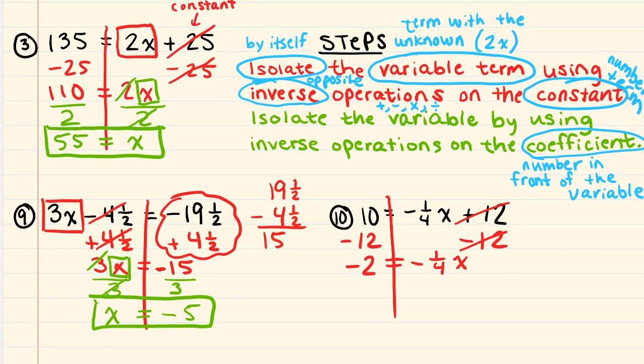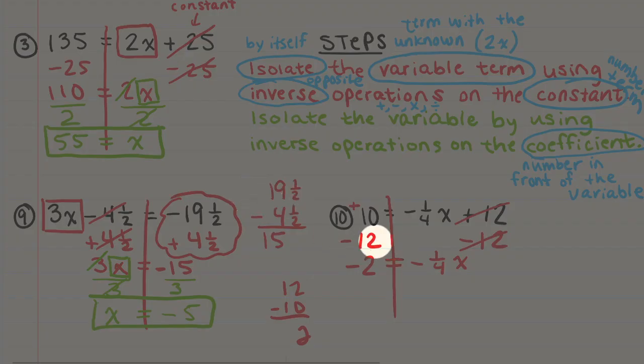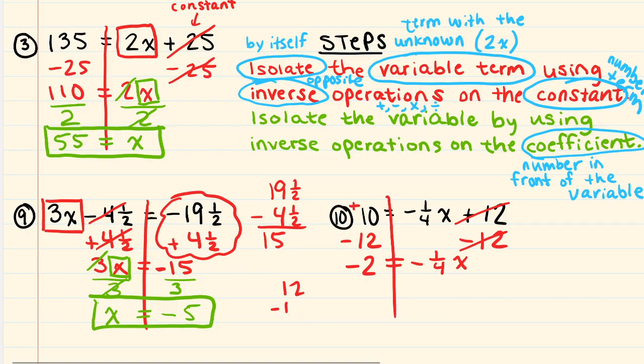If you don't know that in your head, you can do the rap song again. 10's positive, so they have different signs. Different signs subtract, and different keep the larger. Well, 12 is larger and it's negative, so keep the negative. Step 2. Isolate the variable by using inverse operations on the coefficient. Our coefficient is -1/4. So to get rid of times -1/4, we have to divide by -1/4.